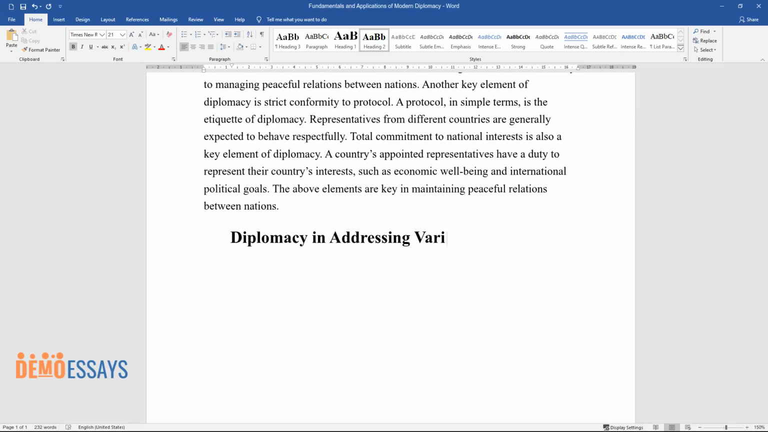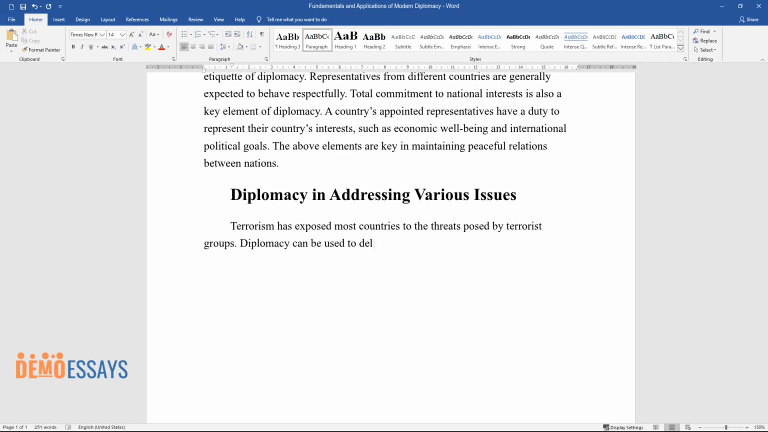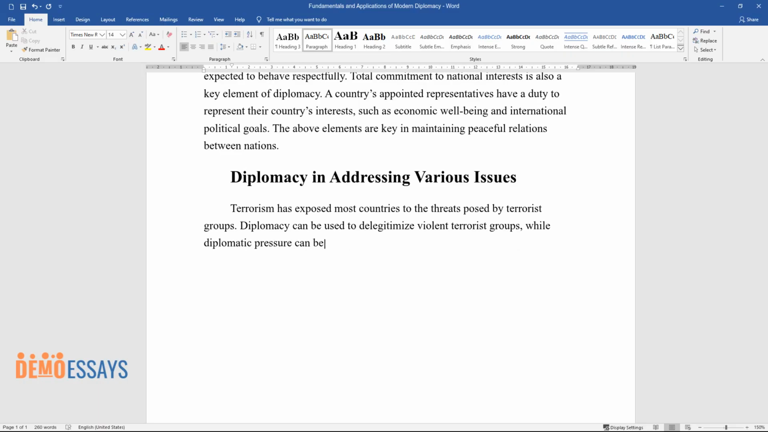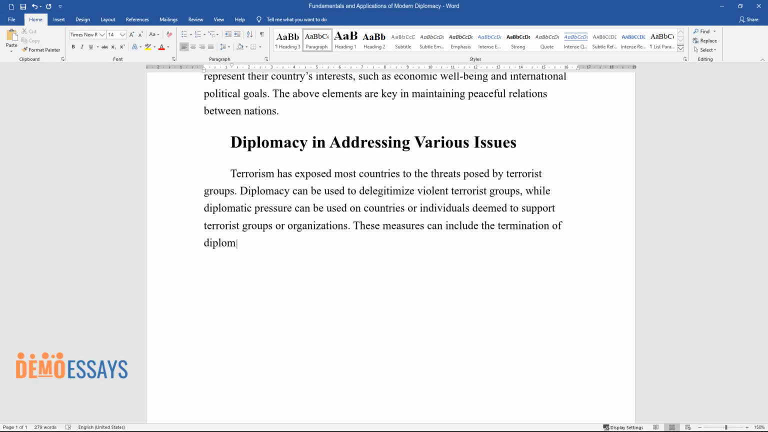Diplomacy in addressing various issues. Terrorism has exposed most countries to the threats posed by terrorist groups. Diplomacy can be used to delegitimize violent terrorist groups, while diplomatic pressure can be used on countries or individuals deemed to support terrorist groups or organizations. These measures can include the termination of diplomatic relations with such countries.